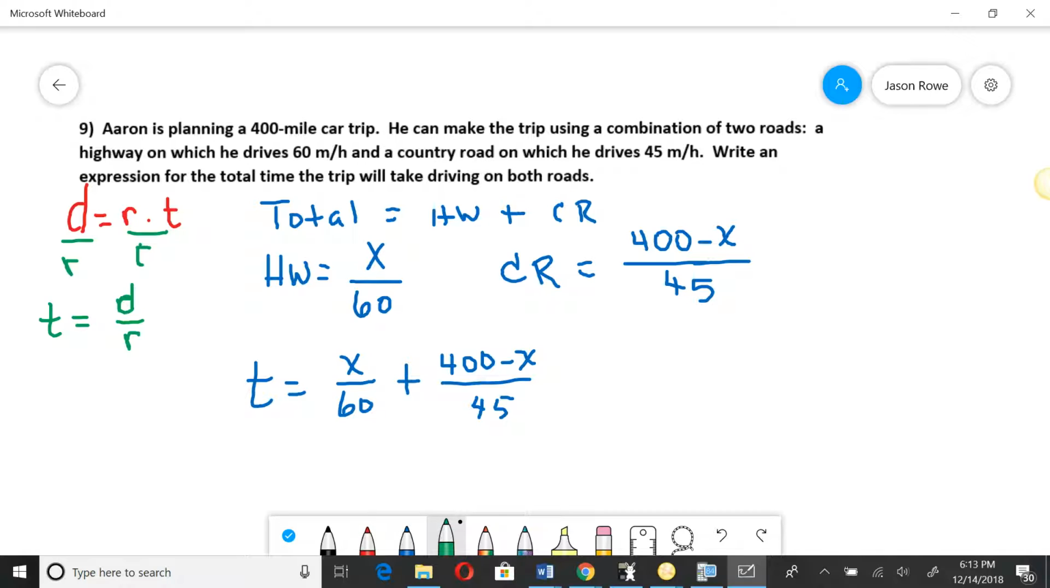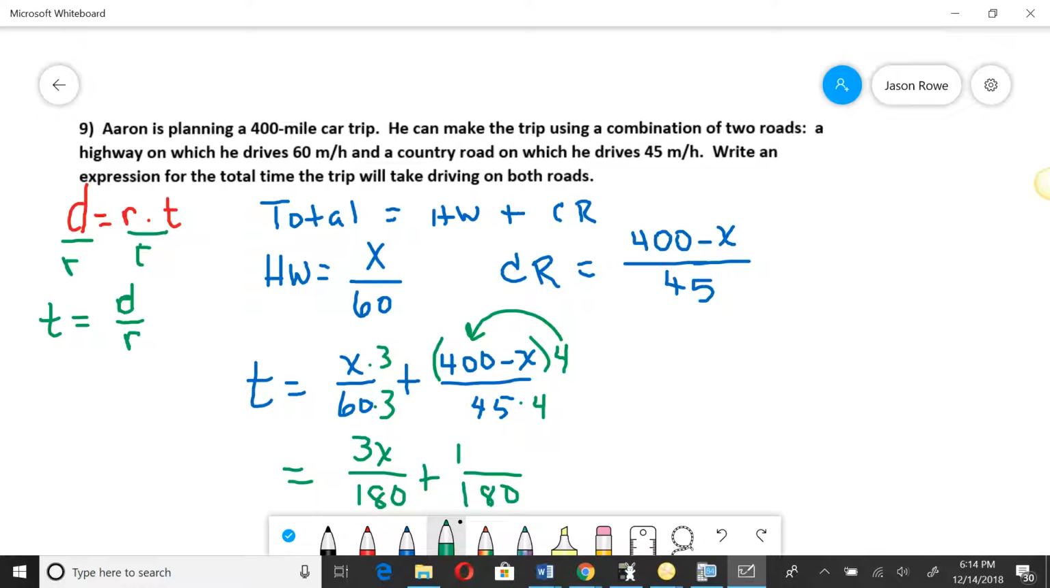So we're going to turn this expression into something with common denominators of 180. Now, if you've been paying attention in this lesson, you've got to find equivalent fractions. So what do I multiply 60 by right here to get to 180? I'm going to multiply by 3. So I'm going to do the same thing to the numerator. So that's going to give me 3x. What am I going to multiply 45 by to get 180? Well, that's 4. So I have to multiply this entire expression by 4. Use distributive property. 4 times 400 is 1600. Minus 4 times x, which is 4x.